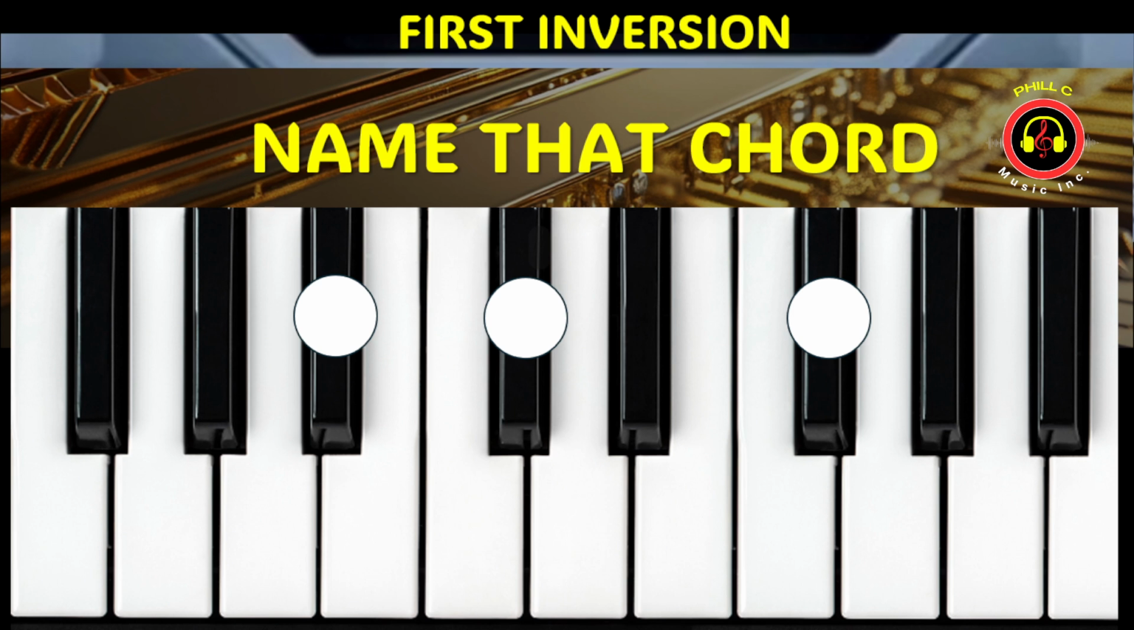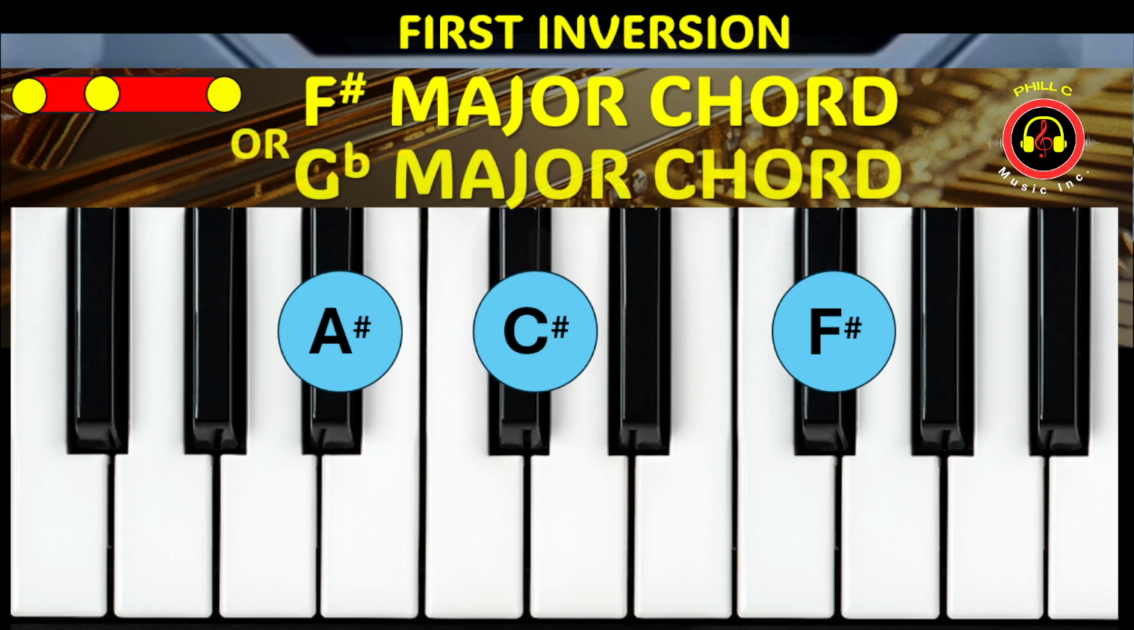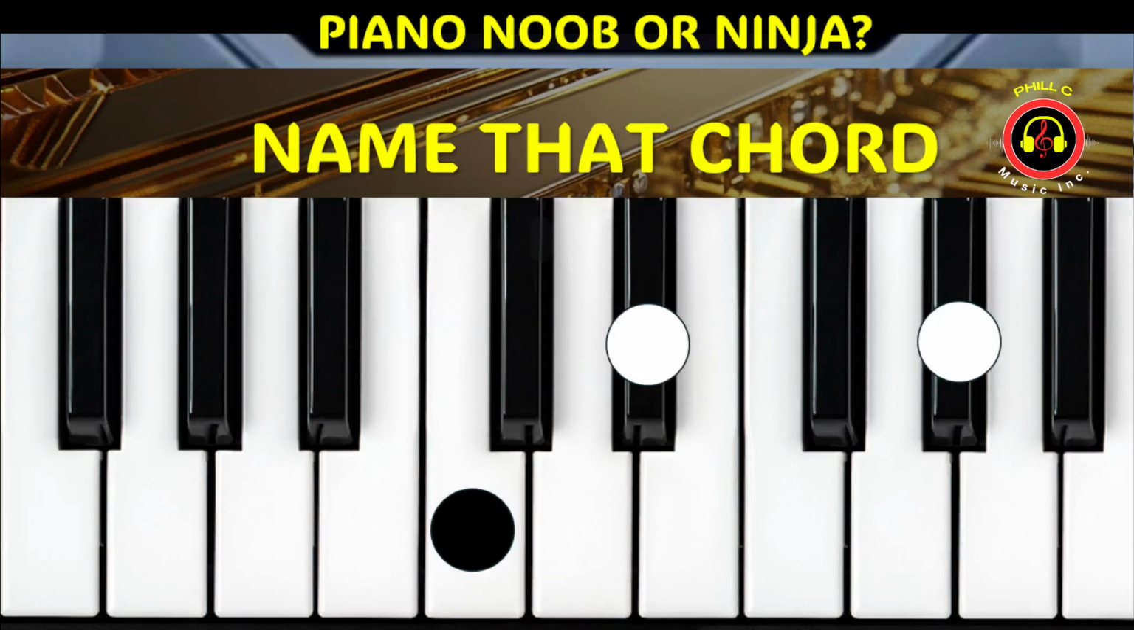Now this is quite easy. It's the only linear one on the black notes, right? And therefore, this is F sharp major, also called G flat. F sharp or G flat. Let's go to another one. Name this chord.